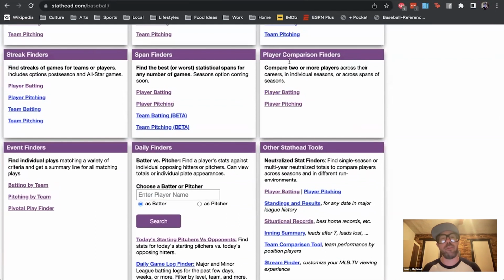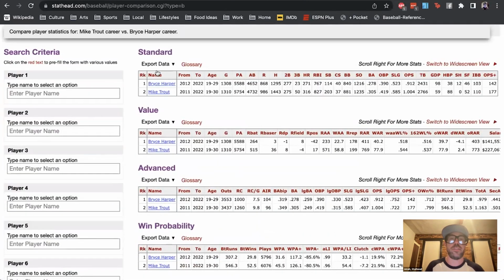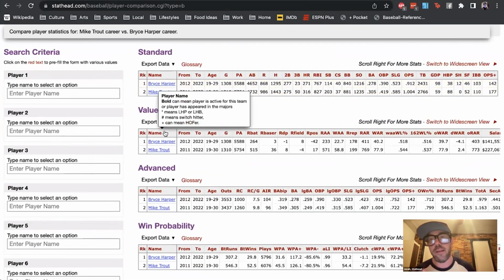So an obvious place to do that is the player comparison finder. That's where I start pointing people to. This lets you put player names in and see their stats side by side. So you can see right here, we have Harper and Trout. You could get up to six players.